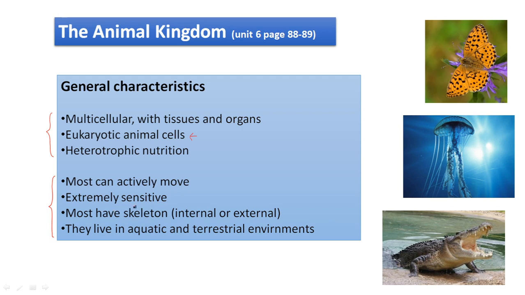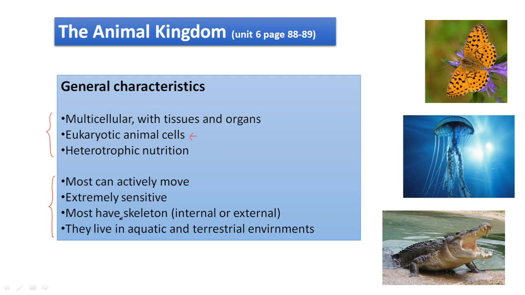Also, animals are extremely sensitive. That means that they have a kind of nervous system. Most of them have sense organs. For example, the smell is very well developed in dogs, or what else? The sight is very well developed in some birds, like a falcon. So they have very specialized and very well developed sensitive organs that allow them to detect changes in the environment.